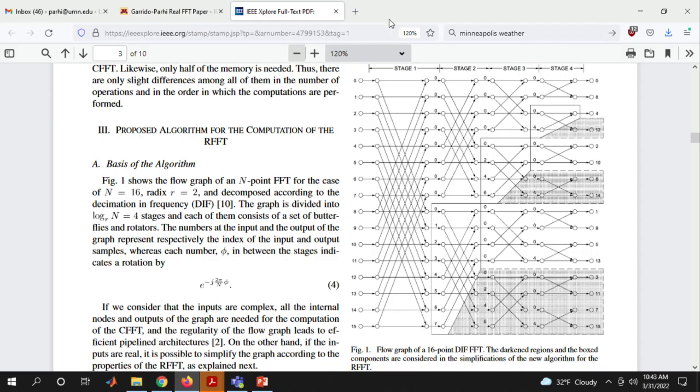I don't know if you can see, are you able to see my mouse movement? I can't see from here, but yeah.